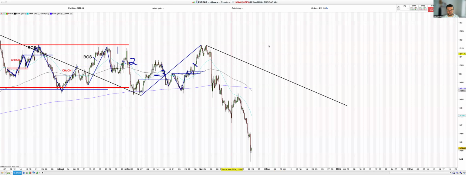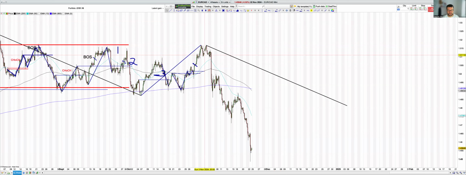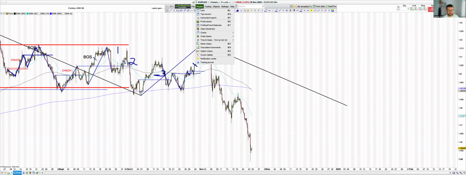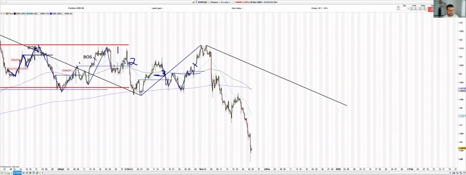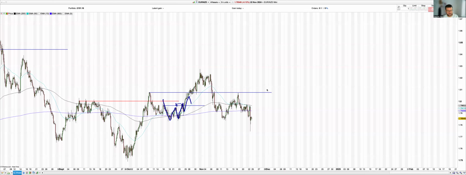EuroCAD. This one's setting up amazingly. Look at this. There's the M, there's the one, there's the two, there's the three, waiting for a double bottom or something. Too early. ABCD there as well. Not looking at that. Euro NZD is another top pattern.